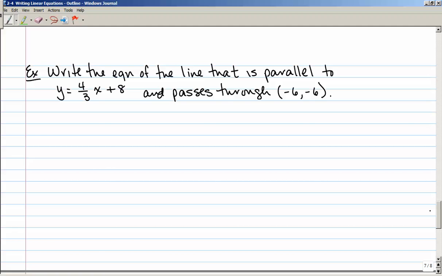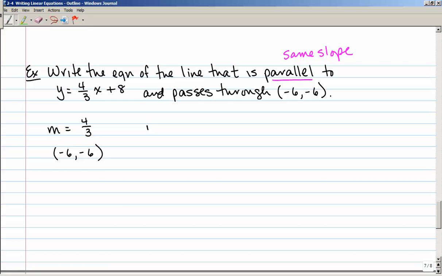Here I need to write the equation of the line that is parallel to the line y equals 3/4 x plus 8 and passes through the point (-6, 6). So I need a line that's parallel to this one but goes through that point. This point here is not on this line. Now, since the lines have to be parallel, they're going to have the same slope. So the slope I'm going to use is 3/4, and then I'm going to use the point (-6, 6).